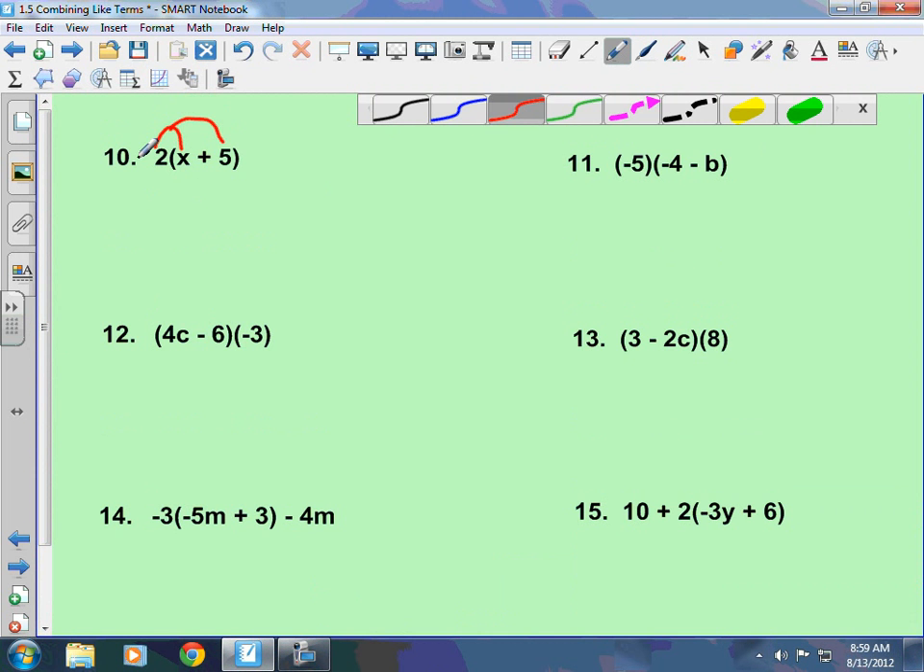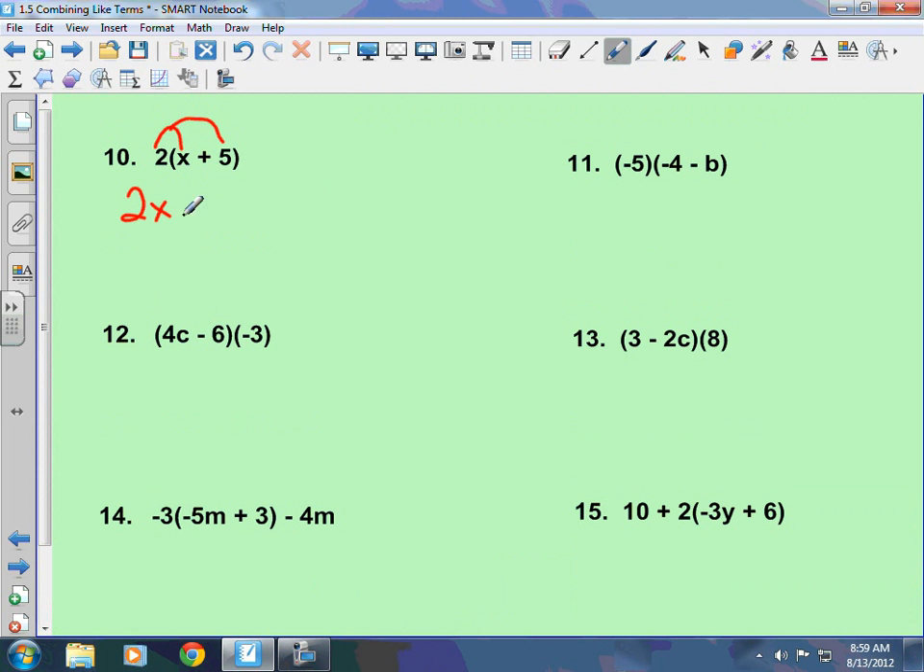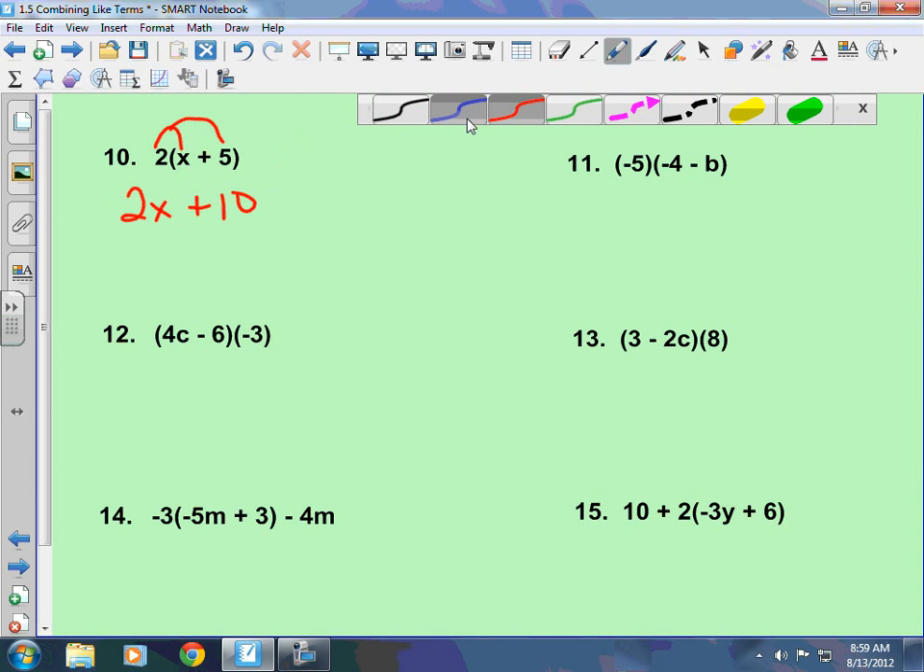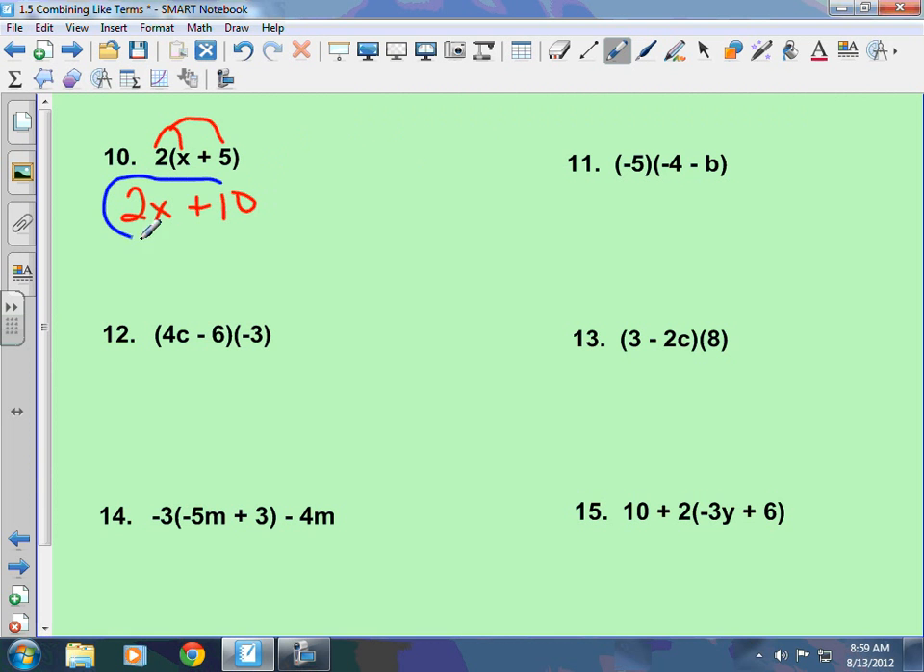Okay, do you see a sign between the 2 and the parentheses? No. So that means that the 2 gets multiplied to everything inside the parentheses. 2 times x is 2x. 2 times 5 is positive 10, because they're both positive numbers. Now, can I combine these two numbers? No. They don't both have an x, so that right there is my answer. This is my answer right here.